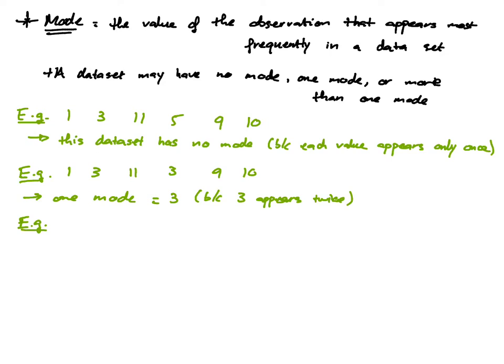And then I can have, for example, 1, 3, 11, 3, and then 11 and 10. So for this data set, I have two modes, 3 and 11, because each of them appears twice in this data set.